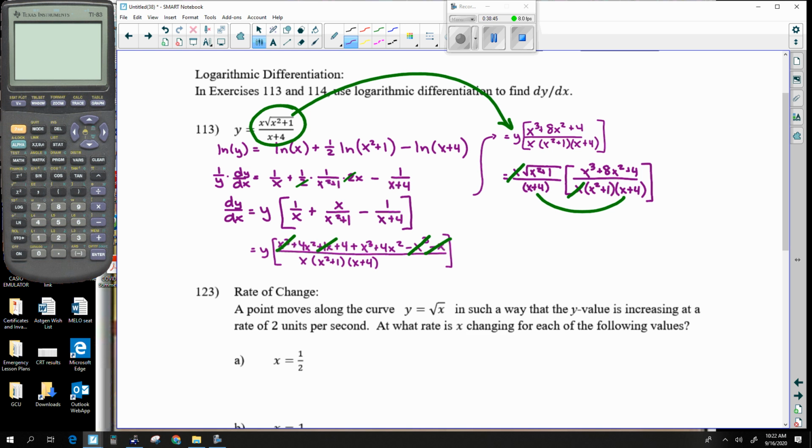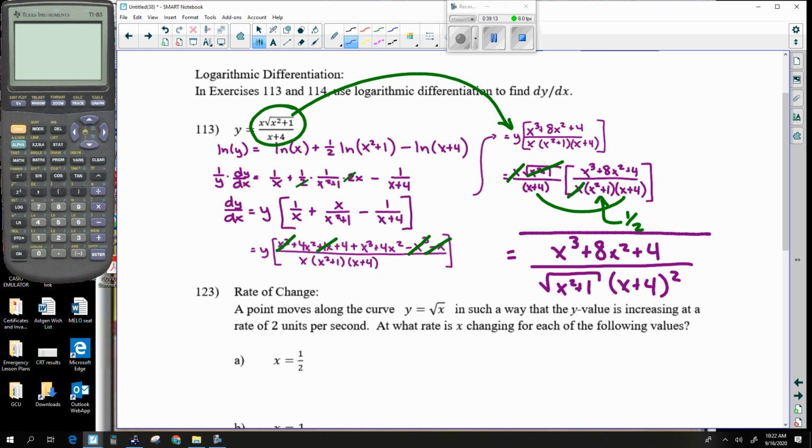So what will yield from this is this simplifies, and there's just this to the 1/2 power left on that simplification. So the denominator is left to be the square root of x squared plus 1, then x plus 4 squared, because there's one that joined forces, and then the numerator is 8x squared plus 4. And I think that is the answer in the book right there. But again, I am pretty happy with this dude right there.